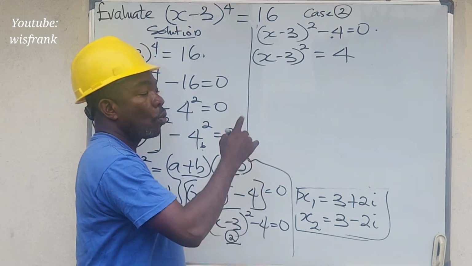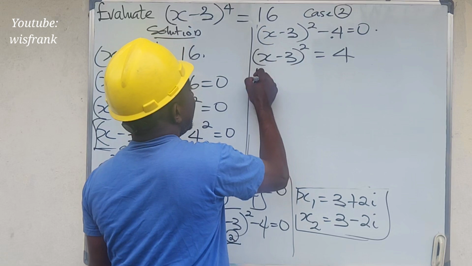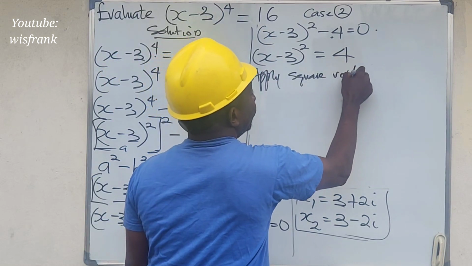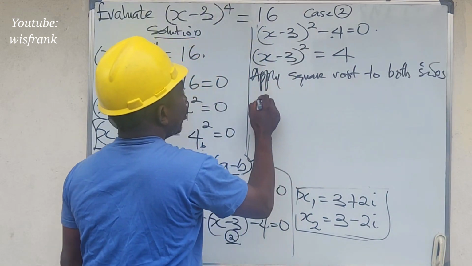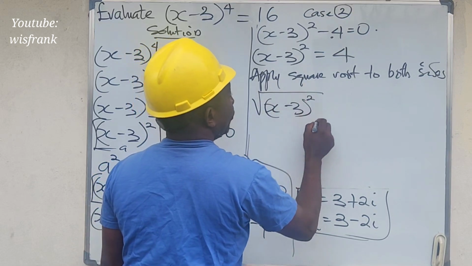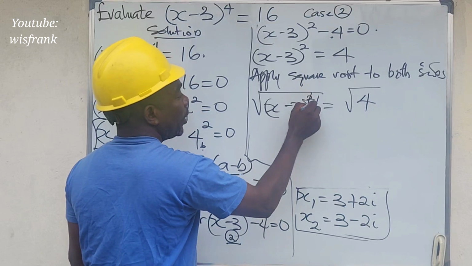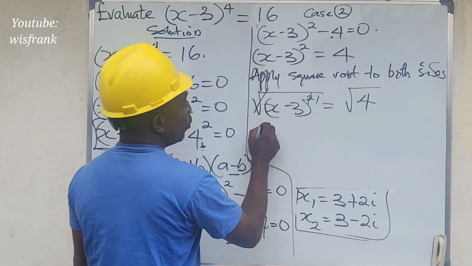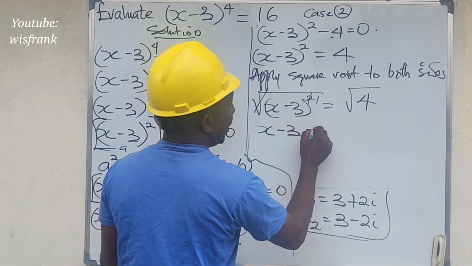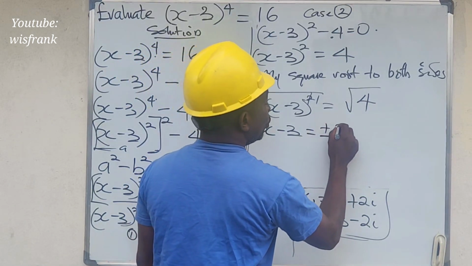So in this case, what we are going to do is apply square root to both sides. So this will become square root of (x minus 3) all to the power of 2 equals square root of 4. So here the 2 will cancel the square root. We are now left with x minus 3 equals square root of 4, which becomes plus or minus 2.